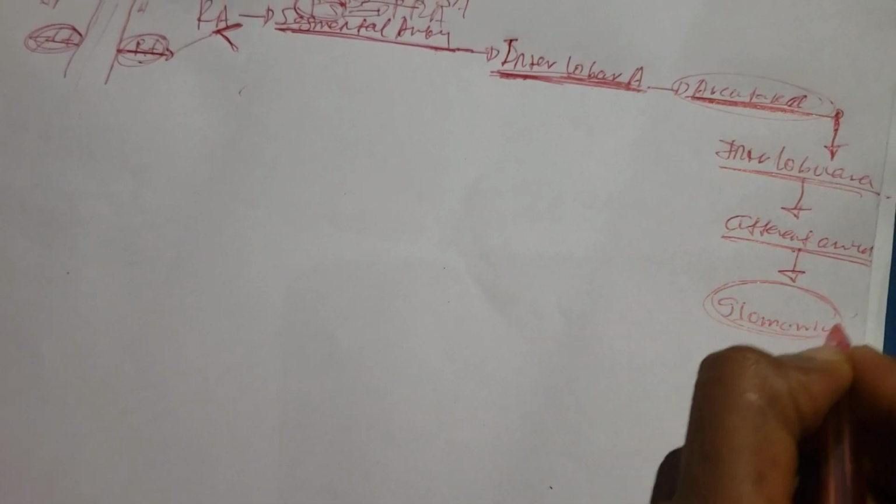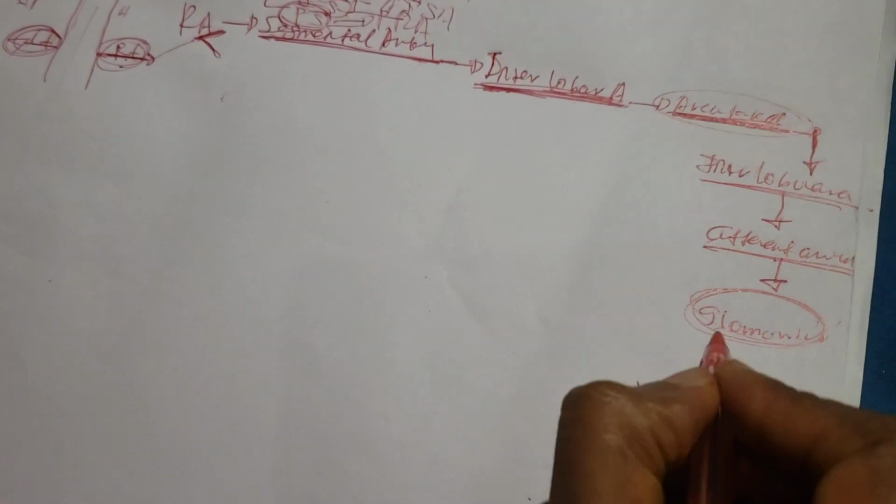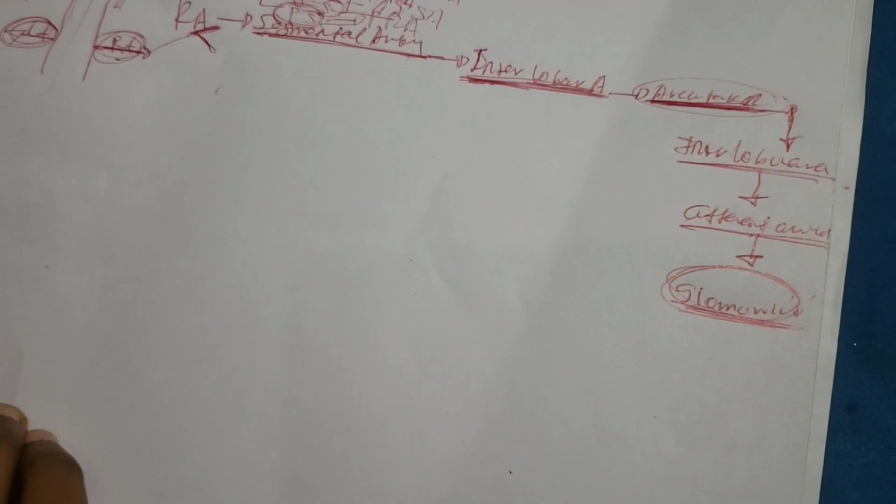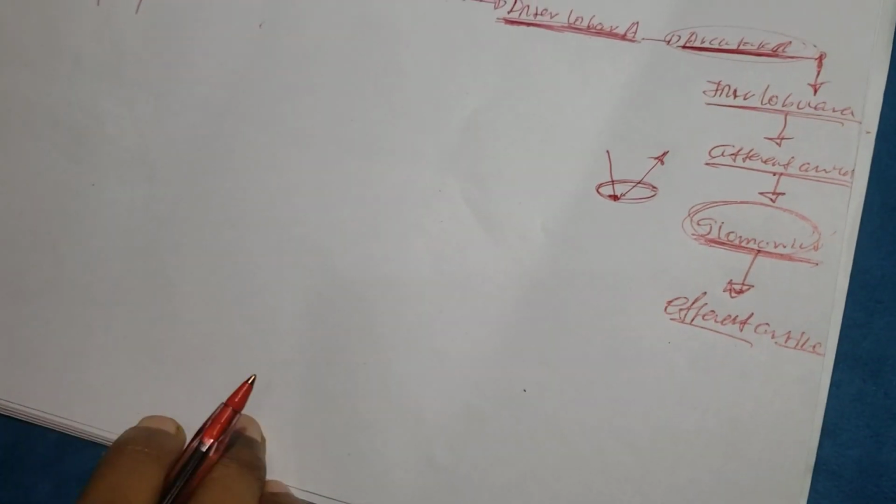This glomerulus is a kidney capillary. It's a fenestrated capillary. This glomerulus is important for blood filtration. So in the glomerulus there is an afferent arteriole here and an efferent arteriole here. This means in the glomerulus there is filtration, not exchange, but filtration. After the glomerulus there is the efferent arteriole.